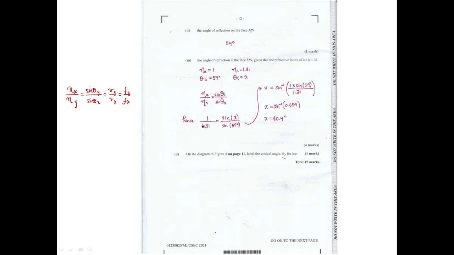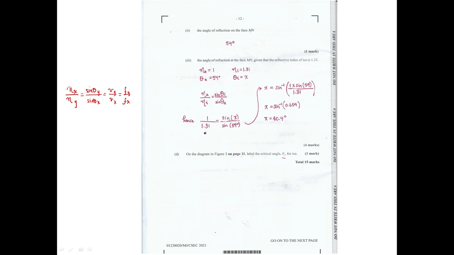So we put our numbers accordingly. 1 over 1.31 equals sine of x, which is theta 1, over sine of 59. So be careful, make sure you list these things out, and then we're going to find the inverse of sine. When you want to find this, it's going to be sine 59 times 1 over 1.31. Because we just want to find x, we're going to take the inverse of sine, because we want to get rid of the sine that's going to be left there. And we're going to end up with 40.9 degrees. So let's hope that everybody got that. Okay?